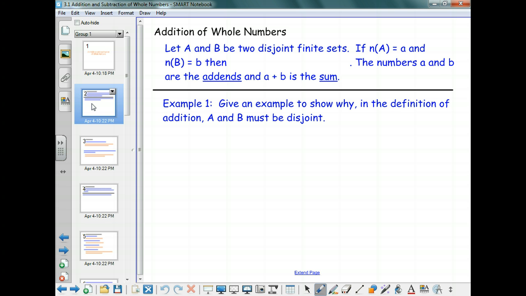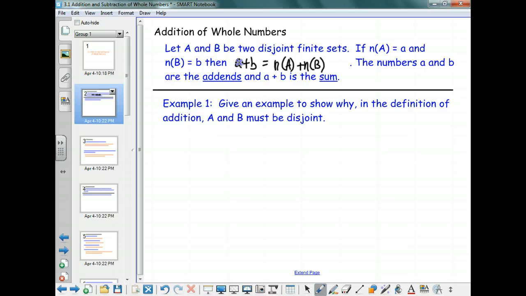If n(A) means the number of items in A, which is little letter a, and n(B) is the number of items in B, then when you talk about a plus b, what this means is the number of items in set A plus the number of items in set B. And again, that only works because they're disjoint. They're unconnected to one another. There's no overlap. We call a and b the addends, and we call a plus b the sum. And that language is used in elementary school. My daughter has brought in things to talk about addends before, so that's a common occurrence even in elementary school.